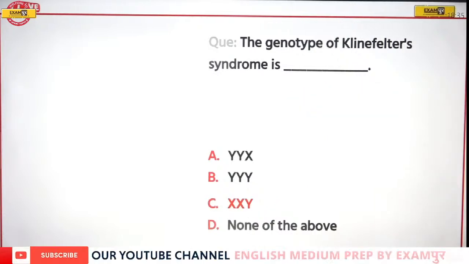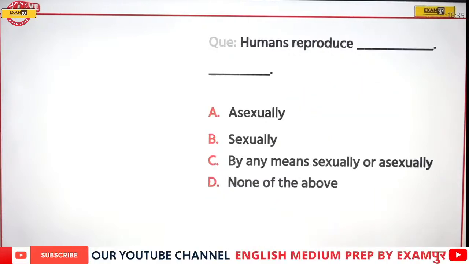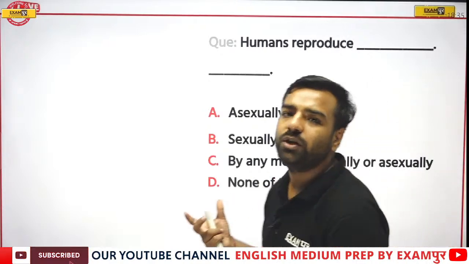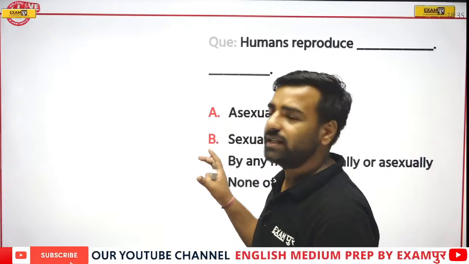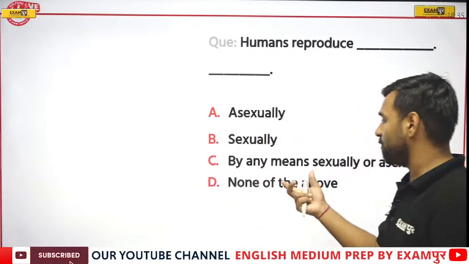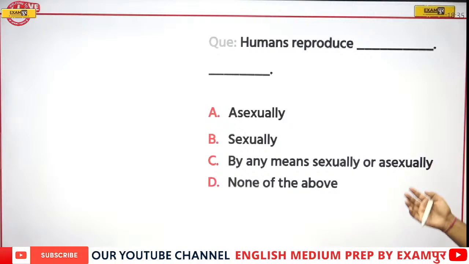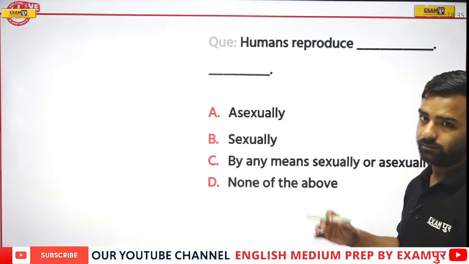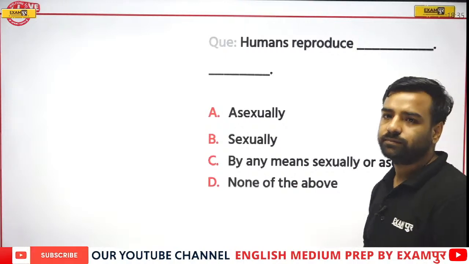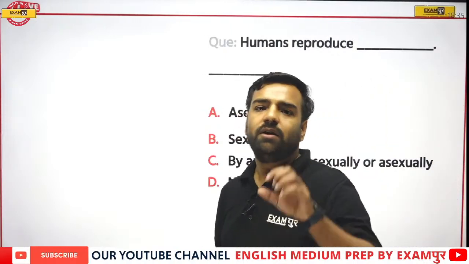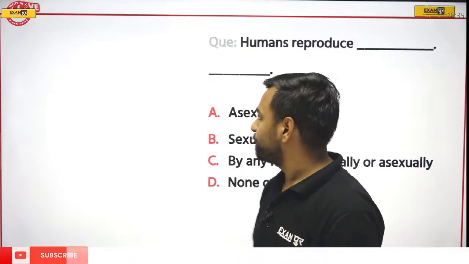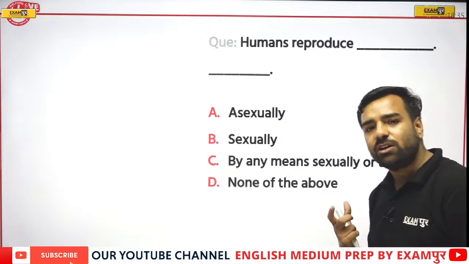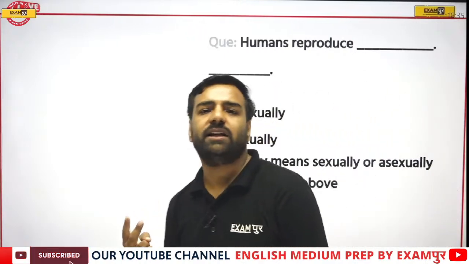That is XXY. Next, if I talk about the way in which humans actually reproduce, is it sexually, asexually, by any means sexually or asexually, or none of the above? So who will give this answer? When we are talking about humans, we are aware of what? Whenever we discuss humans, this means we are talking about sexual reproduction, because in sexual reproduction, two parents are required.